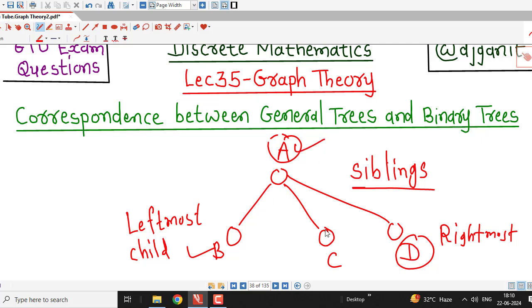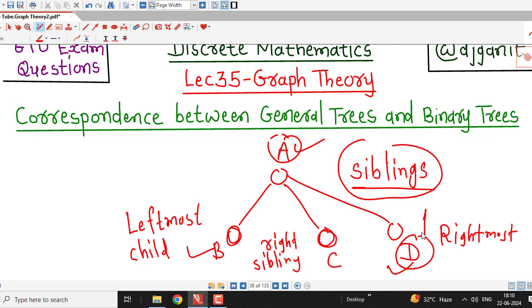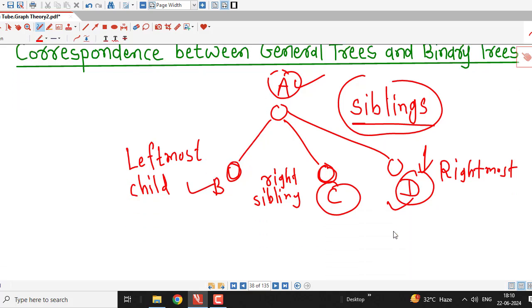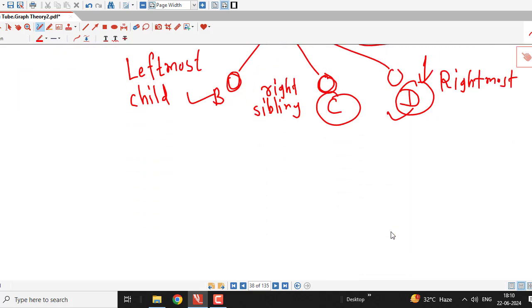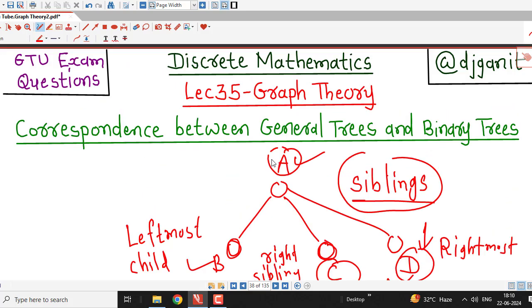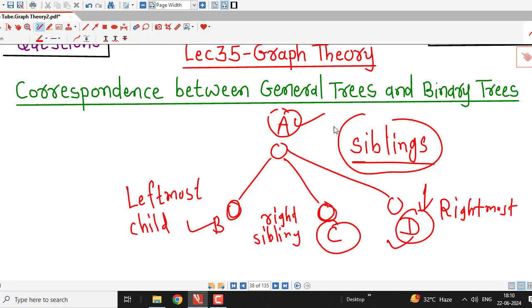Similarly, vertex C is a sibling of B, and it is called the right sibling of vertex B. Similarly, C and D are also siblings, they have the same parent A, therefore D is the right sibling of vertex C. So with all these things clear in our mind, we can discuss how we can represent a given tree in terms of a unique binary tree.